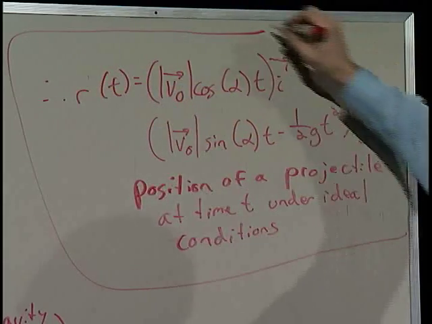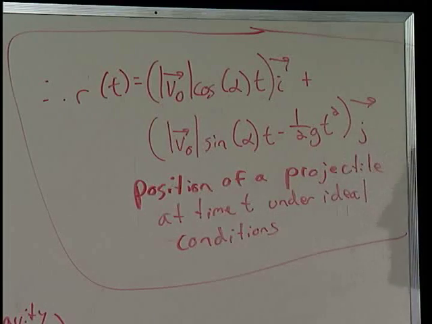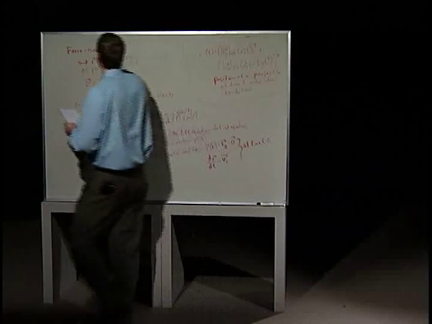So there are the equations you've got to know for this stuff. So this is ideal projectile motion. That's the ith component. That's the jth component. This is in the plane. Okay? All right, so let's make some room to work here.